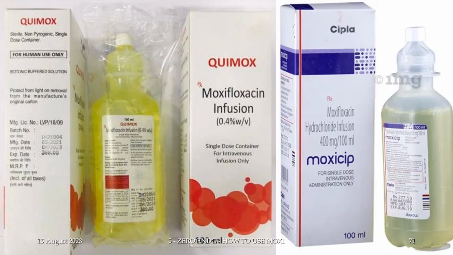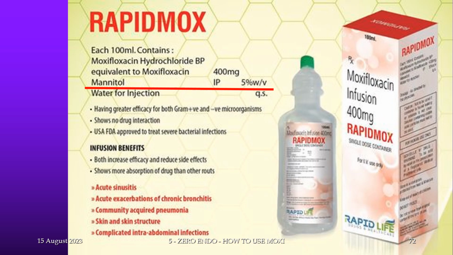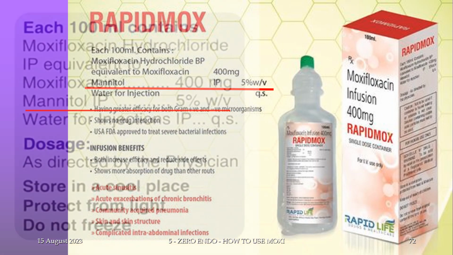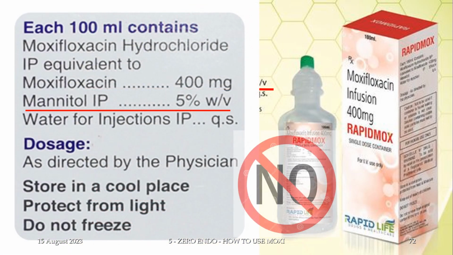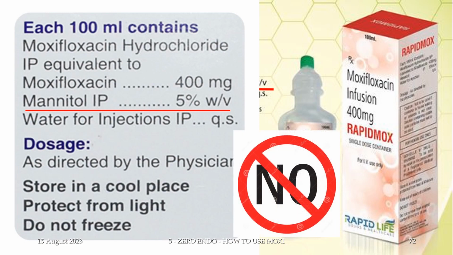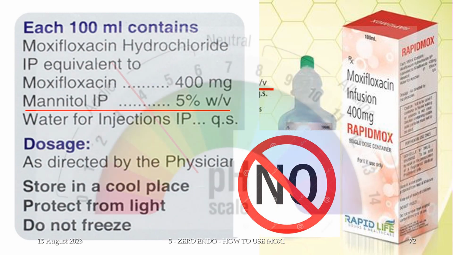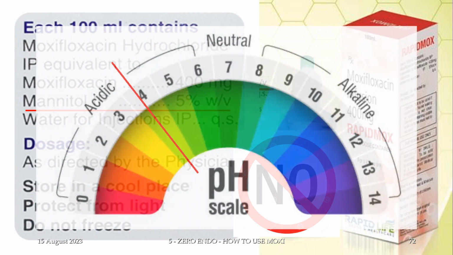Many surgeons asked us, can we use moxifloxacin IV infusion for intracameral use? The answer is a big no for two reasons. One, all IV Moxi always contains 5% mannitol as an additive, and two, its pH is 4.5 to 4.8, which is very acidic.